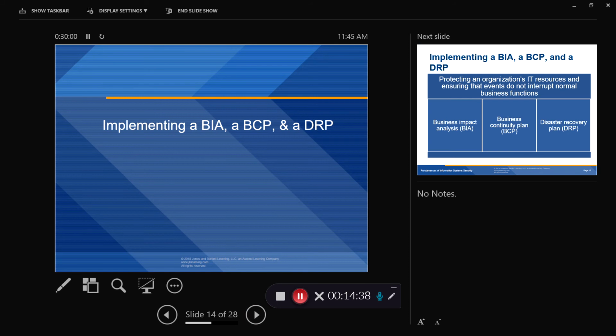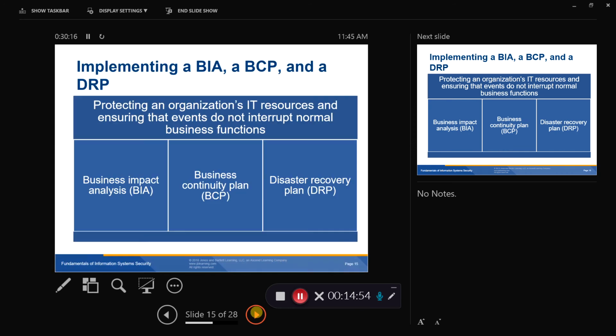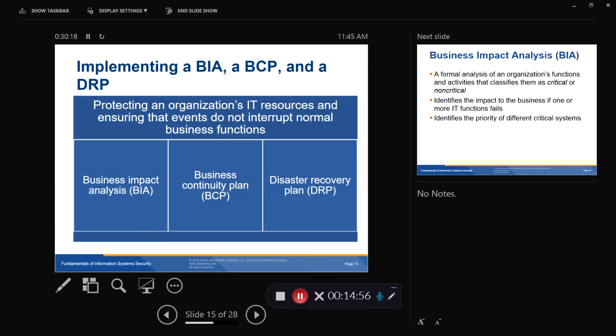So now this is the longer part of this PowerPoint. Actually, most of the rest of it deals with this. And we're going to talk about implementing a business impact analysis, a business continuity plan, and a disaster recovery plan. So these protect an organization's IT resources and ensure that events do not interrupt normal business functions.